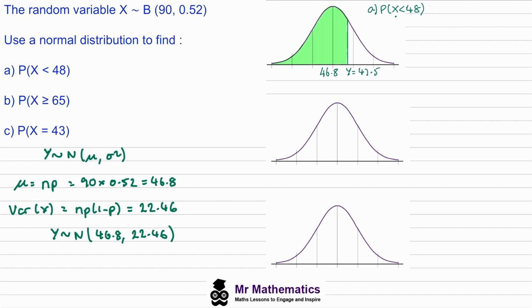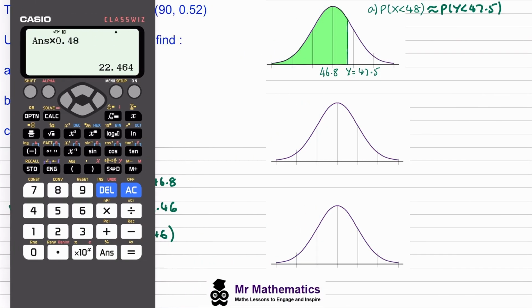So the probability of x being less than 48 will be approximately the probability of y being less than 47.5. It can't be equal to 47.5 because if it was, it would become 48 and it has to be less than that. So now we can use the normal CD function on our calculators.